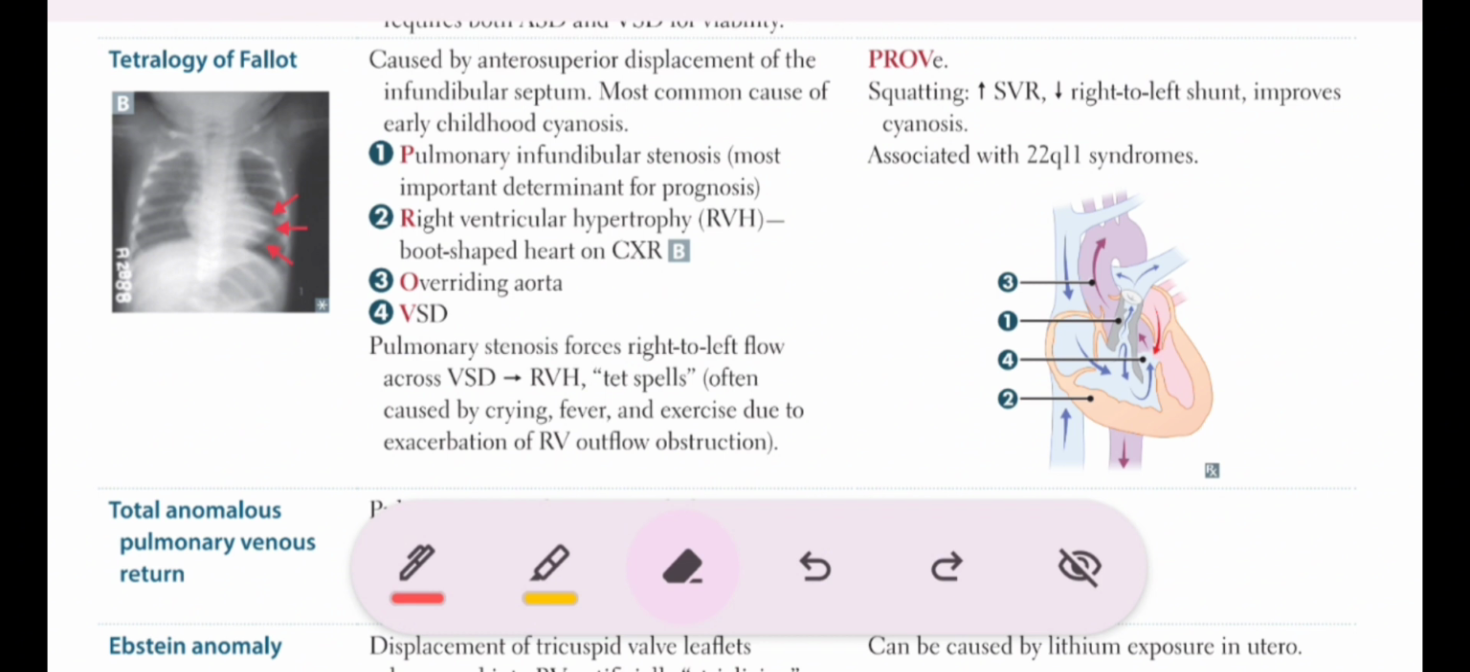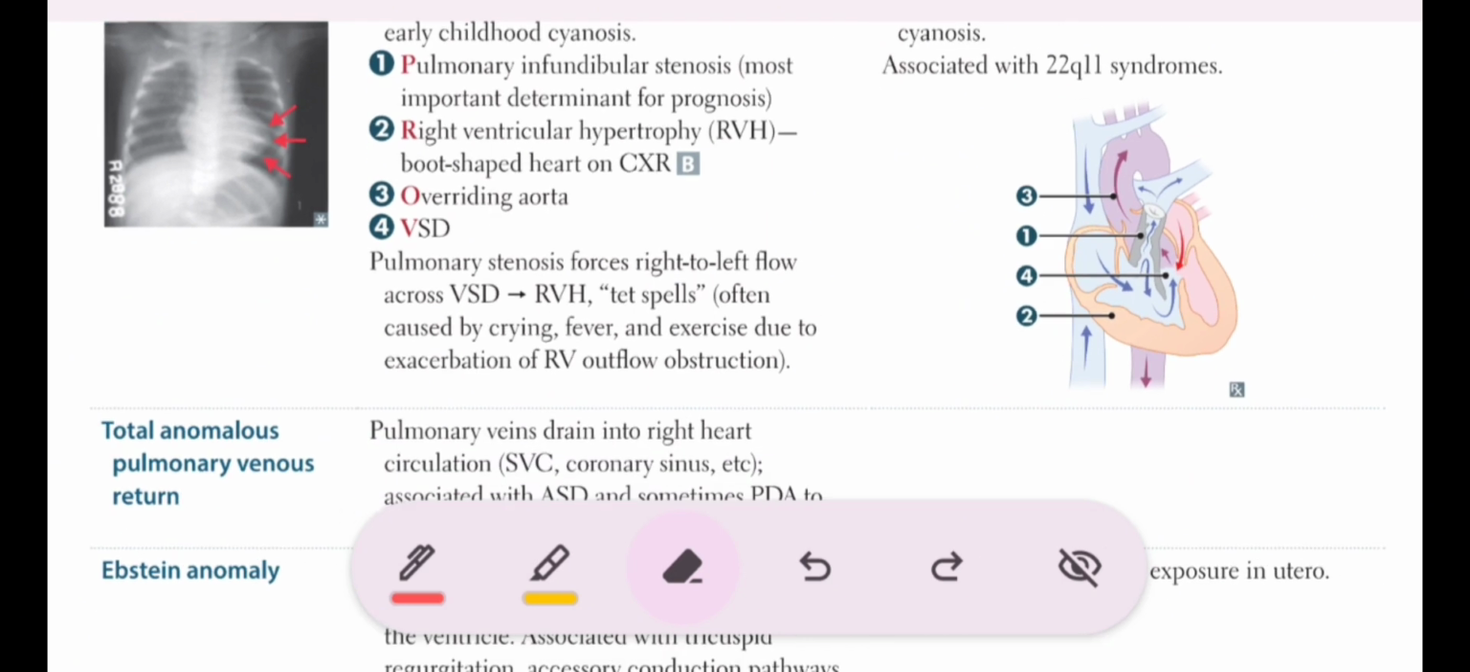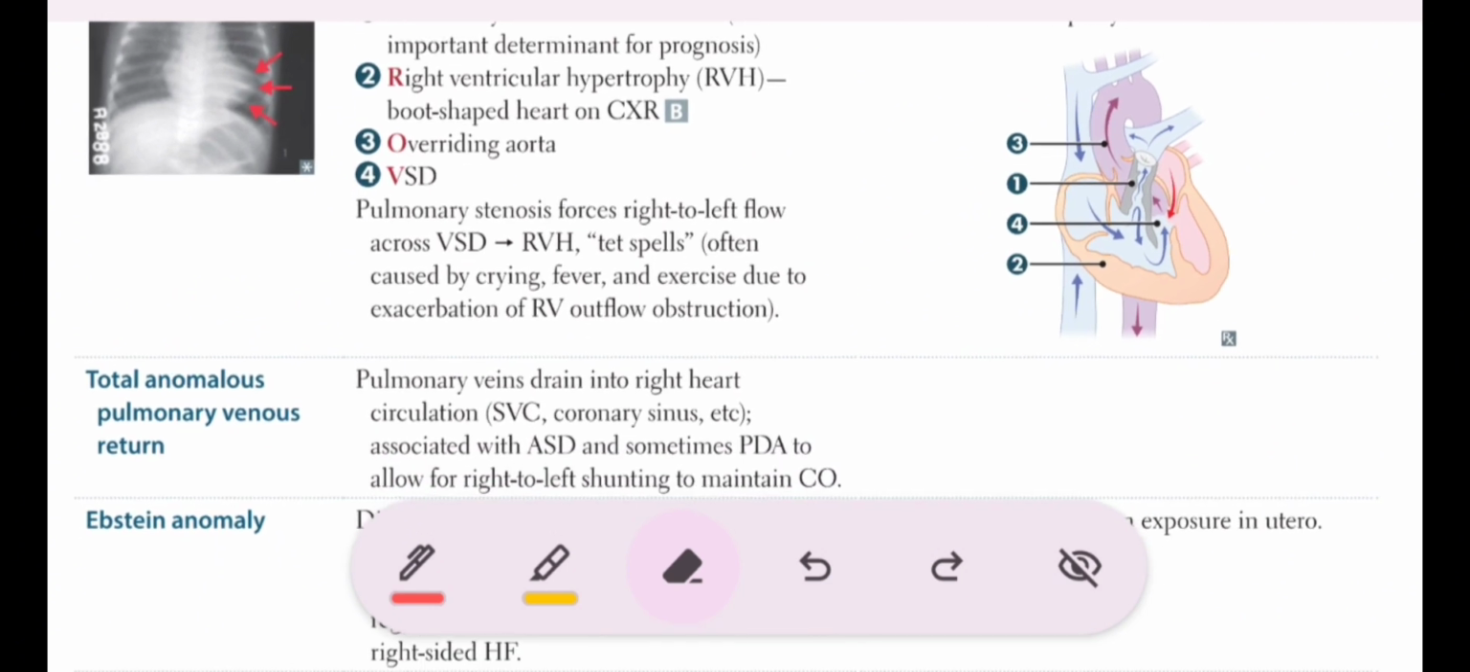So the decreased right ventricle emptying causes right ventricular hypertrophy, which gives the appearance of boot-shaped heart on chest X-ray. Then we have the overriding of the aorta, and the last is the ventricular septal defect.